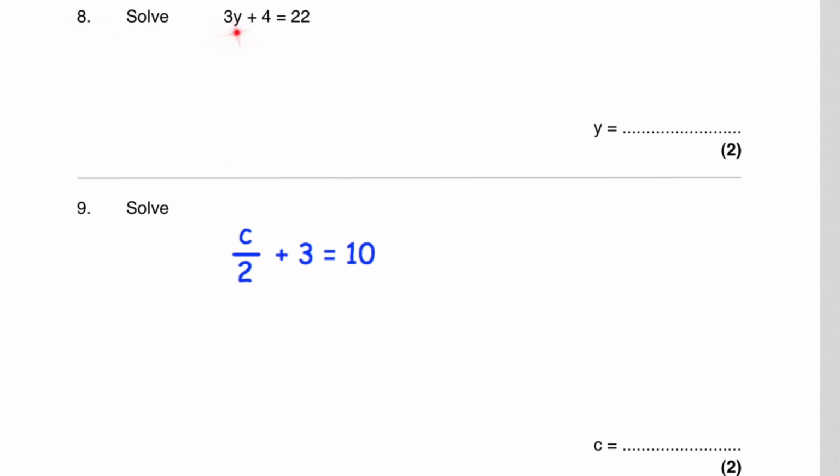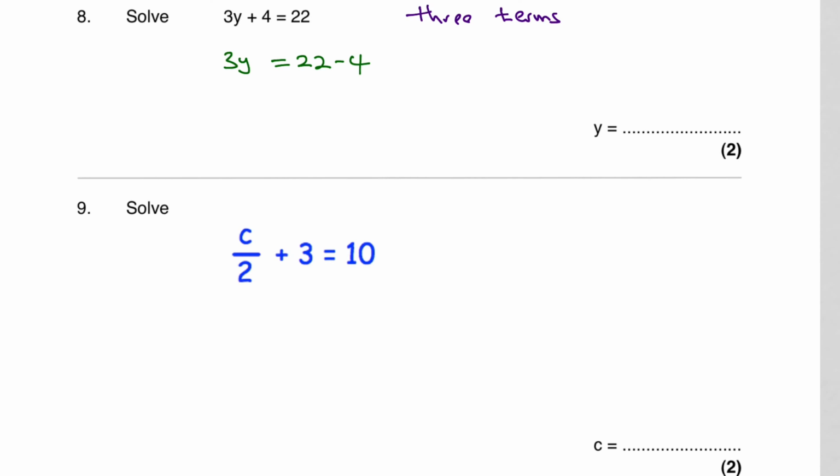Question 8. Solve 3y plus 4 equals 22. So all I need to do now, I have 3 terms here. 1, 2, 3. So what I need to do is collect like terms. I need to move plus 4 to the right. If I'm crossing the equal sign, the plus 4 will change to minus 4. So I get 3y equals 22 minus 4.